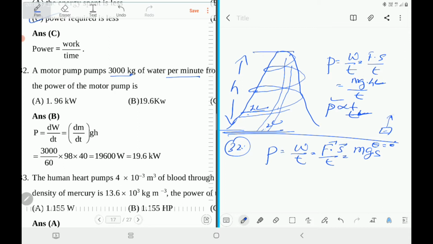The displacement is up, force is up. Of course, gravity is down, but you are applying a force equal to gravity up. So displacement and force both are up.